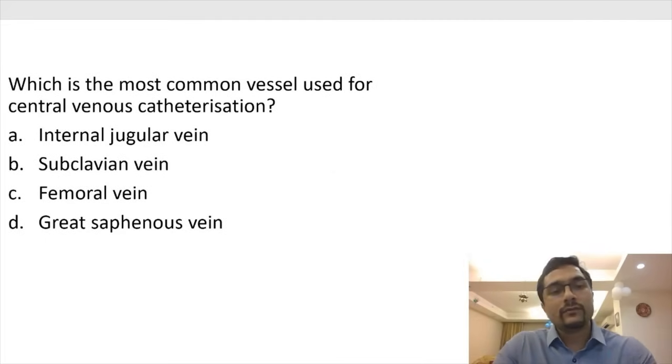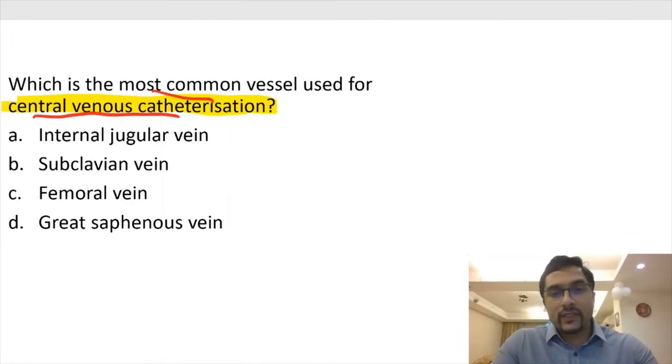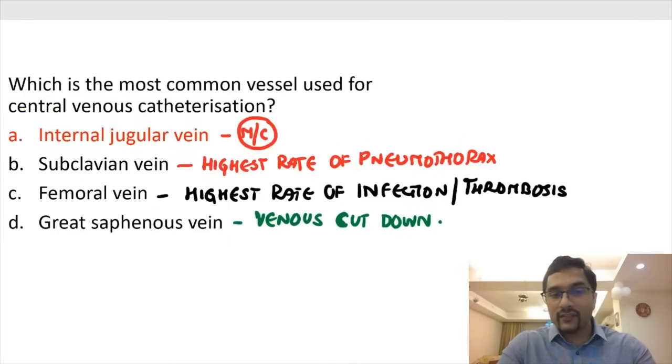Which is the most common vessel used for central venous catheterization? This was asked last year in the exam. A very important question. The correct answer is internal jugular vein. So internal jugular vein is the most common vein used for central venous catheterization. Right? Subclavian vein has the highest risk of pneumothorax when we use it for central venous catheterization. Femoral vein has the highest rate of infection or thrombosis. And great saphenous vein is not used for central venous catheterization.